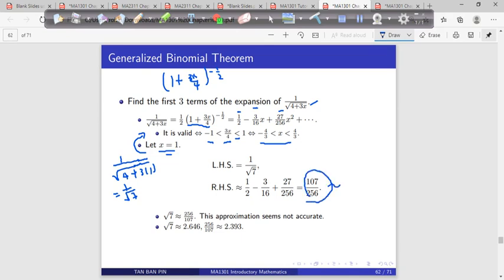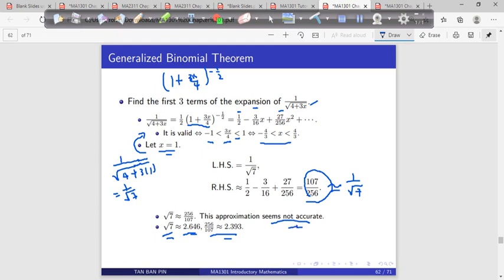So it means this is about the same as 1 over square root 7. You use it to approximate 1 over square root 7. So if you invert it, then you can approximate square root 7 by 2.393. If you work out square root 7 from the calculator, it's 2.646. So you'll find the approximation is not accurate.